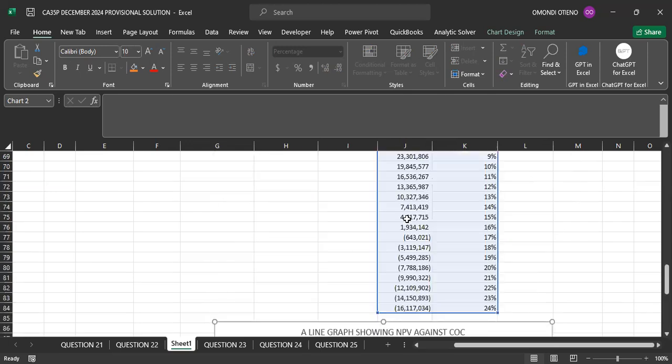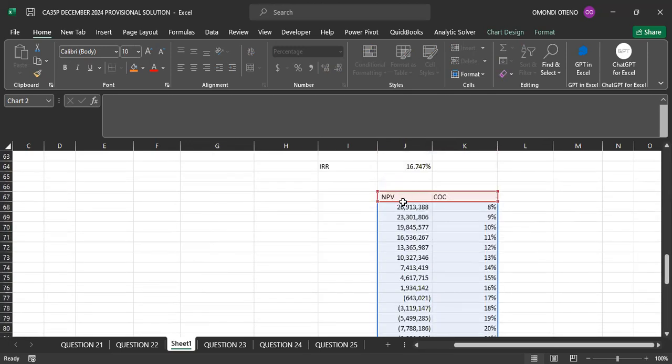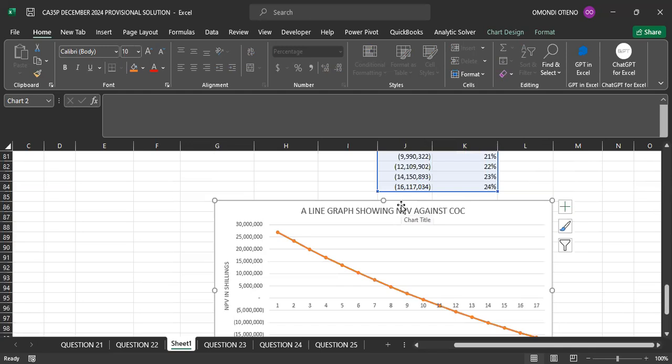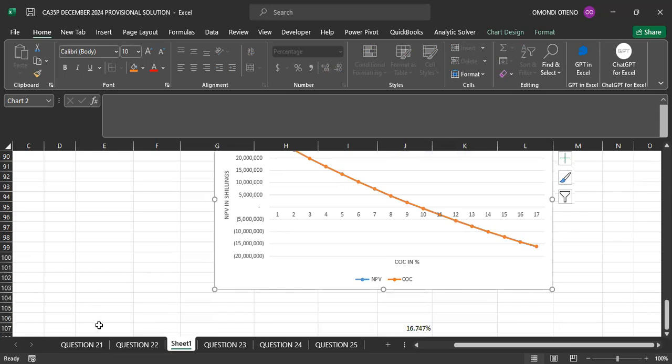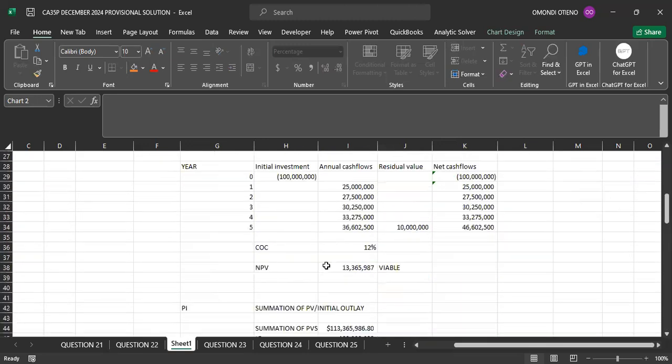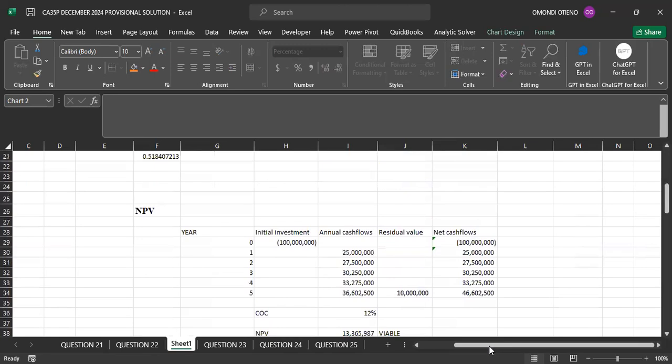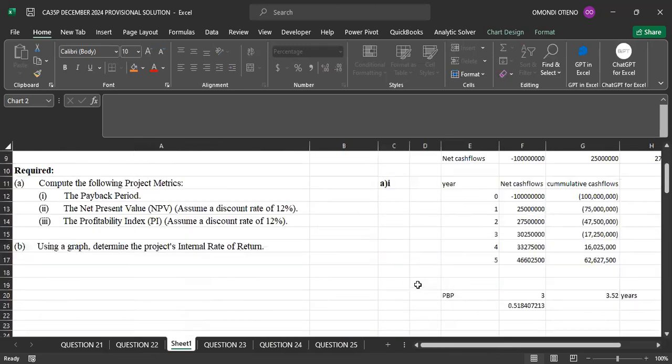So that is it. That is what you are supposed to do in that particular question for you to be able to score your 30 marks. Remember, question 22 is a compulsory question. So by doing this simple thing here, you already have your 30 marks for this particular question. So thanks for your time.